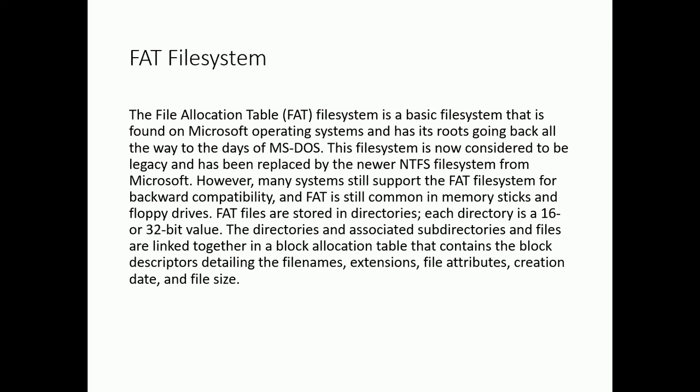But FAT32 does have some limitations, but where we do see FAT32 is in memory sticks and floppy drives, although who uses floppies anymore? But memory sticks is a big one. Could you format a memory stick with NTFS? Sure, of course you can. But usually from the factory they come FAT32. And there are some limitations with FAT32.